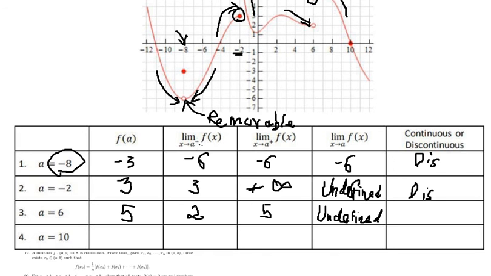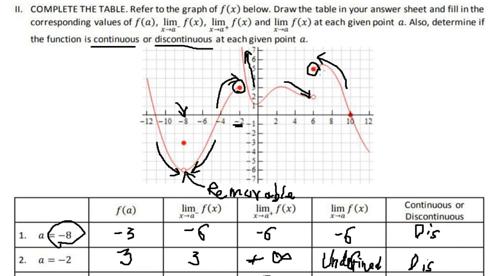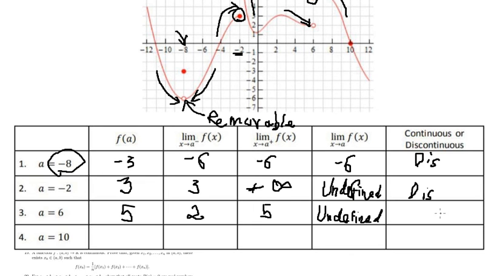Because the limit from the negative side and from the positive side don't have the same value, we need to write undefined. And in the graph, as you can see, there are two in here, so it means they are discontinuous.